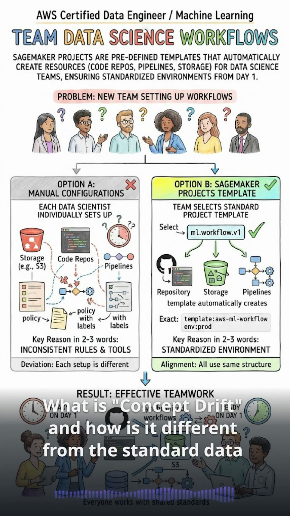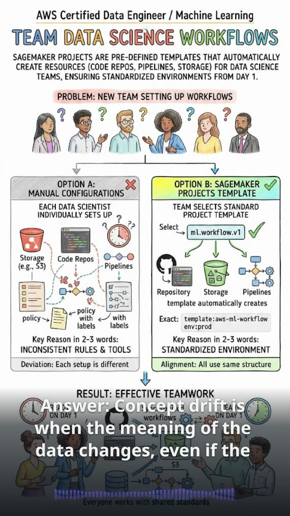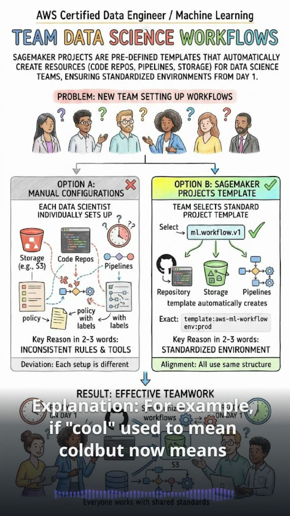91. What is concept drift, and how is it different from the standard data drift we often see? Concept drift is when the meaning of the data changes, even if the data values themselves look mostly the same. For example, if cool used to mean cold but now means popular, a model might need to learn that new meaning.